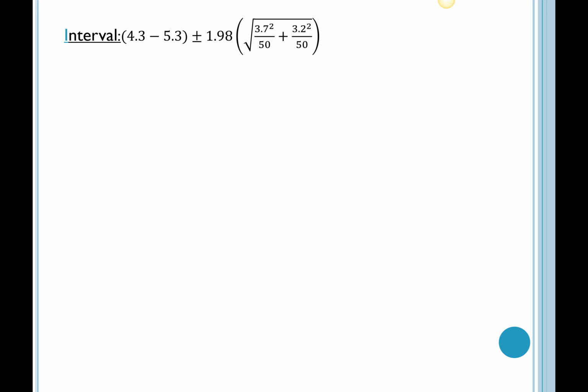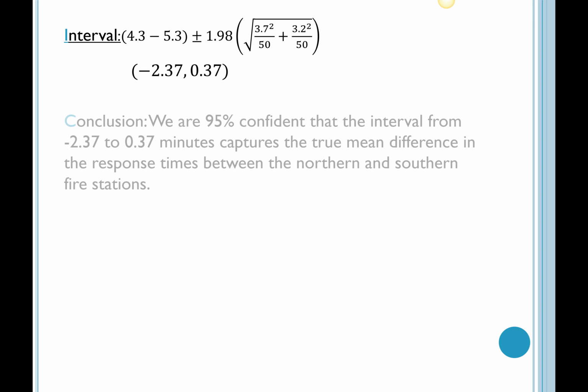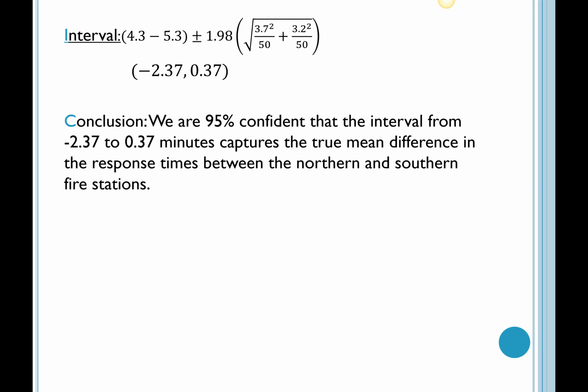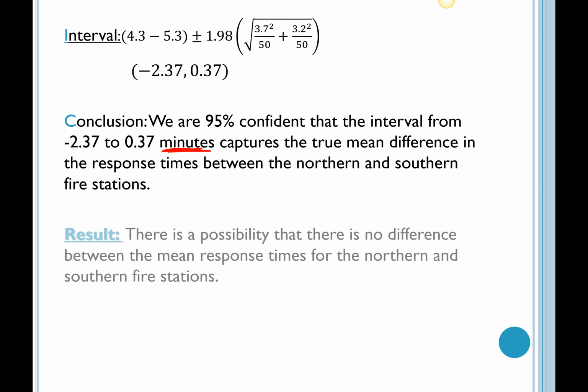So 1.98, once you plug that in the calculator, you do get the interval of -2.37 to 0.37, and you are now able to conclude. So we are going to state here that we are 95% confident that the interval from -2.37 to 0.37, and then we're going to use units here, which is going to be minutes, captures the true mean difference in the response times between the northern and the southern fire stations. So we are 95% confident that the difference in their response times is between -2.37 minutes to 0.37 minutes there.